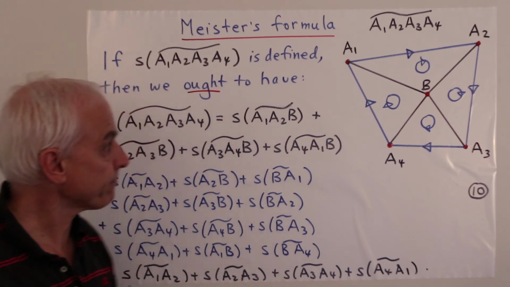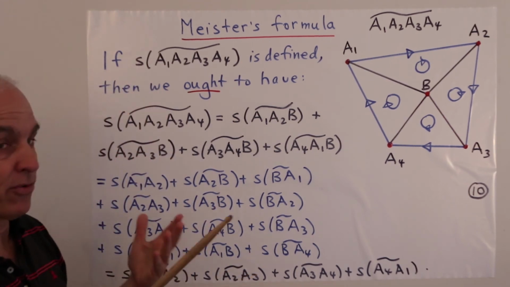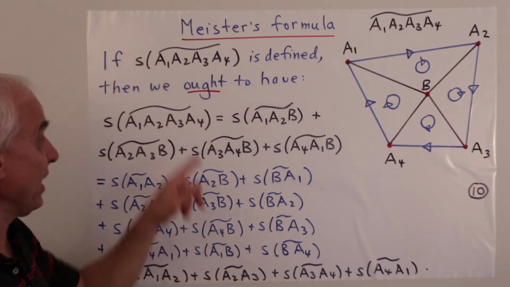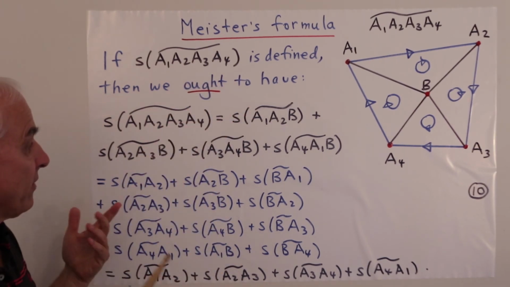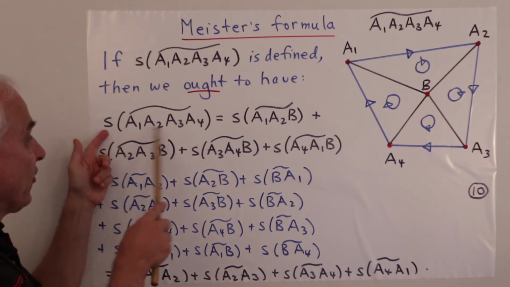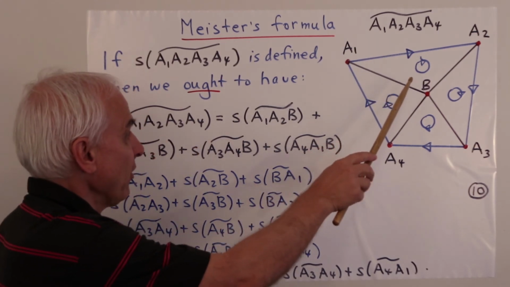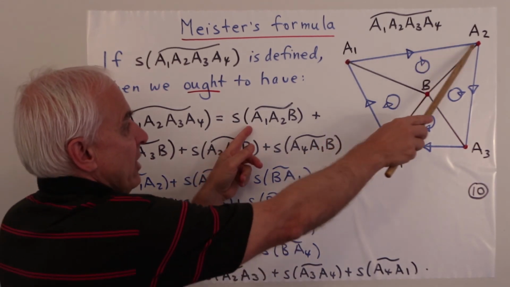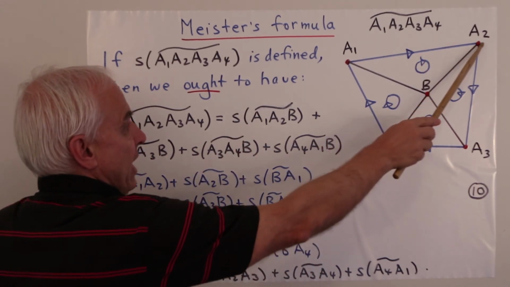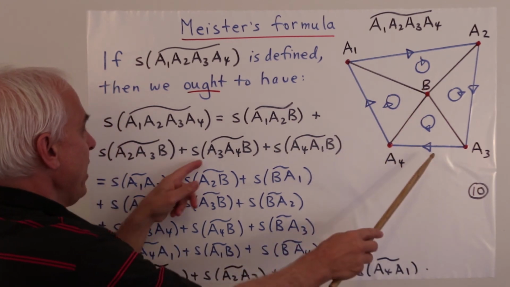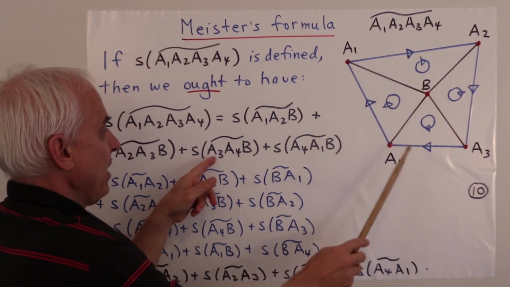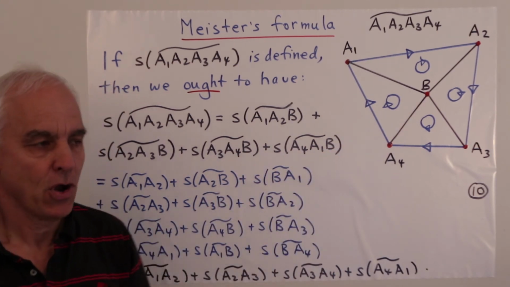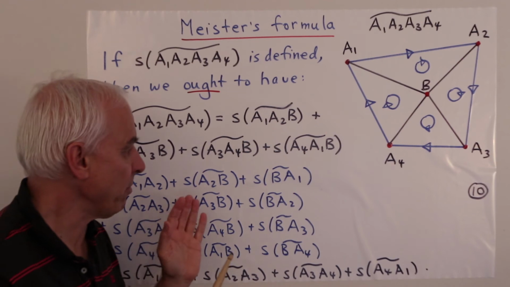area. So a logical progression would be that if the signed area of the quadrangle is defined, it ought to have the following formula. It ought to be that this signed area is the sum of the signed areas of the four constituent triangles, namely A1 A2 B, and A2 A3 B, and A3 A4 B, and A4 A1 B. Okay, so let's investigate what that would mean.